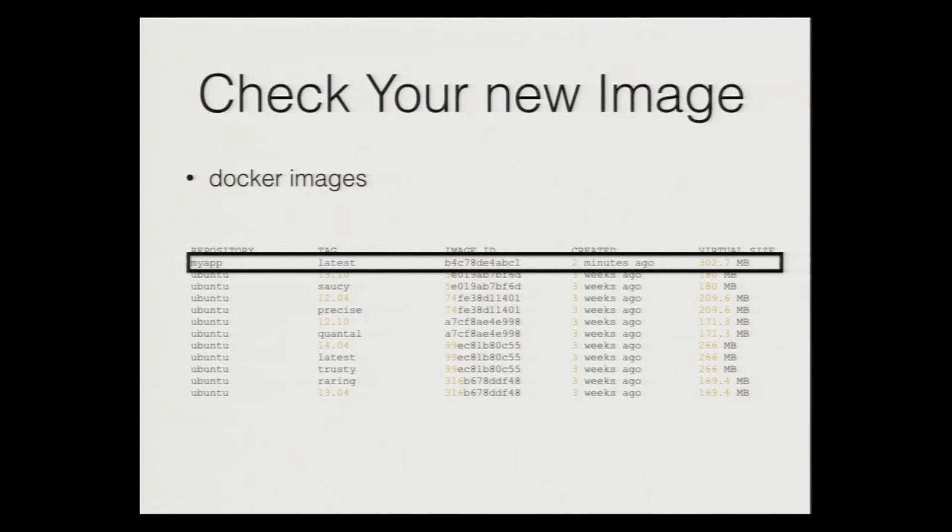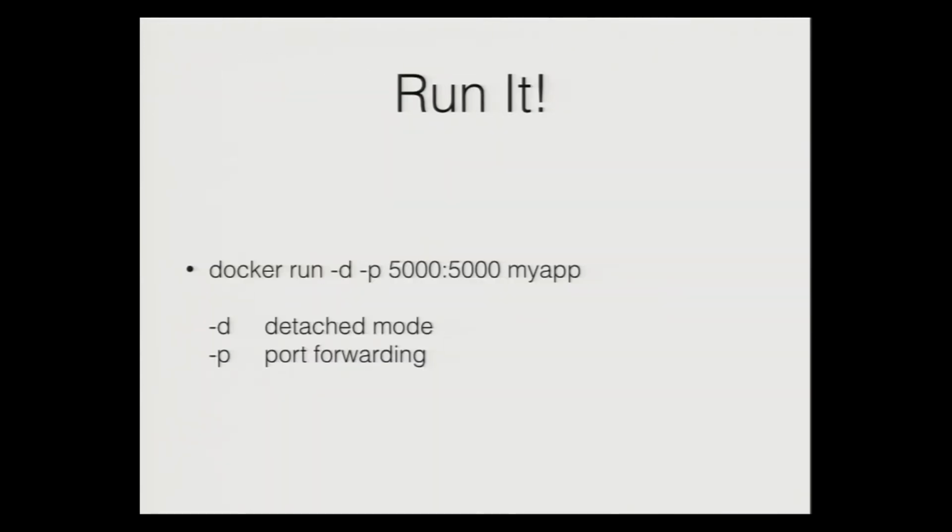My app is here. And how do we run this app? Do you remember that we can use the Docker run to run the image? But here we need to add some parameters. We need to add -d, because we don't want to get stuck in the command, because our app will run forever. We need to detach it, and then we need to do the port forwarding things.